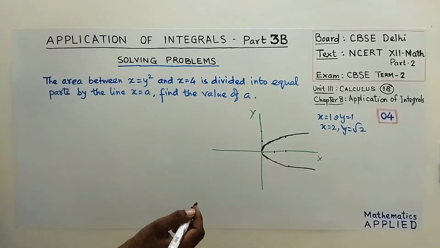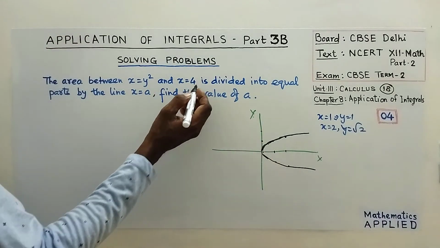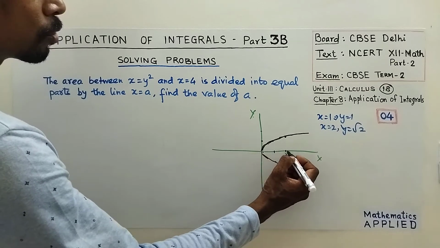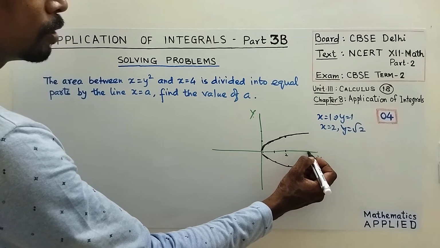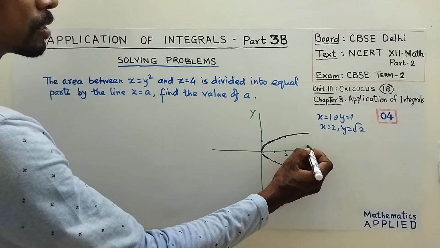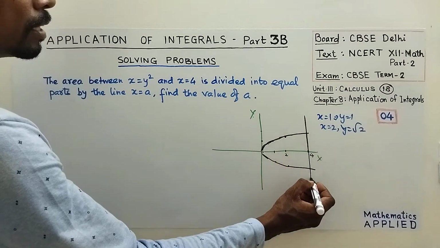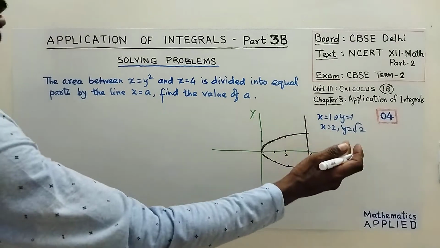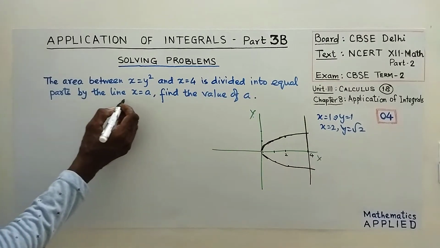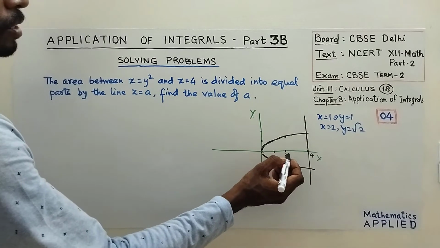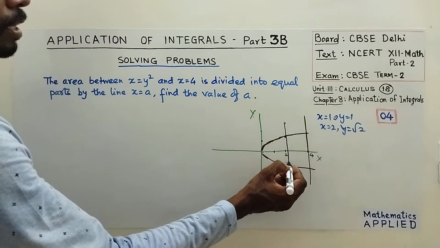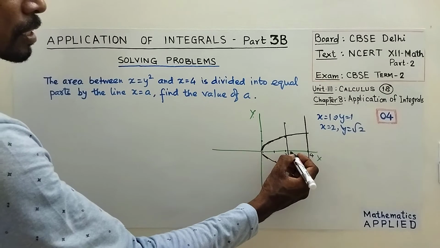Right? Next we have x equals 4. This is 2, and we should take another 2 values to the right, and we have 4 here. So we mark x equals 4 on this side. So this is the boundary. Now this is divided into 2 equal parts by the line x equals a. So somewhere here you will draw a line. So this is, let's say, a.